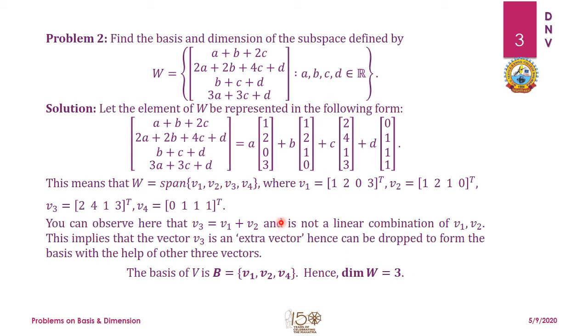Here I think v4 is missing. v3 is represented by v1 plus v2, and v4 is not a linear combination of v1 and v2. So this completes the solution of problem number 2.